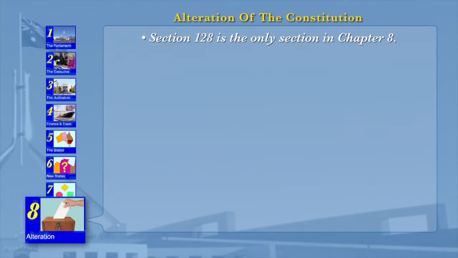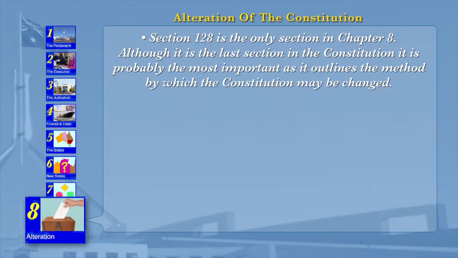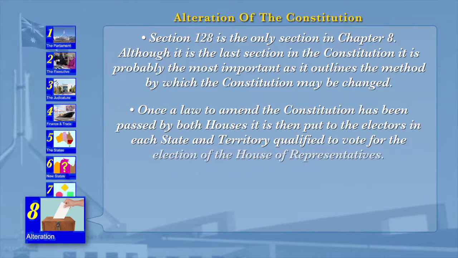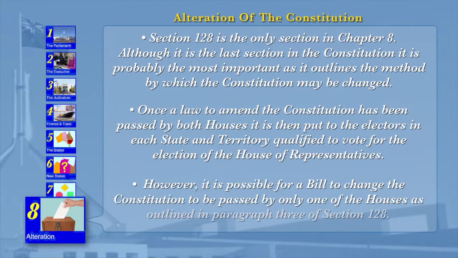Section 128 is the only section in Chapter 8. Although it is the last section in the Constitution, it is probably the most important, as it outlines the method by which the Constitution may be changed. Once a law to amend the Constitution has been passed by both houses, it is then put to the electors in each state and territory qualified to vote for the election of the House of Representatives. However, it is possible for a bill to change the Constitution to be passed by only one of the houses, as outlined in paragraph 3 of Section 128.